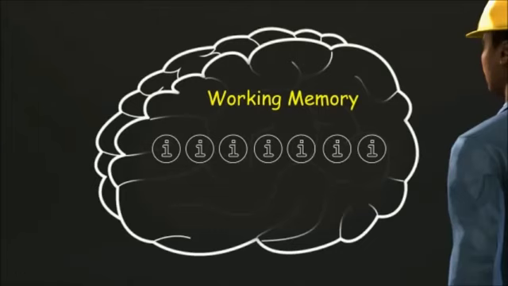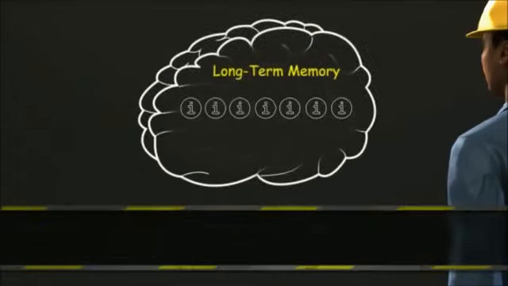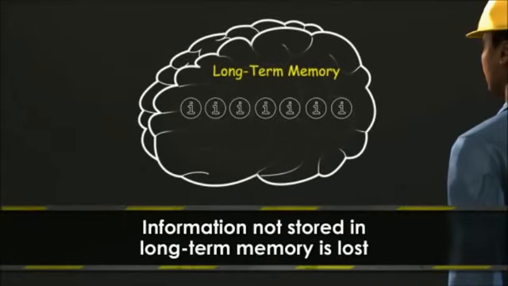Information in the working memory can be sent to the long-term memory for storage to be recalled later. Information that's not stored in the long-term memory is lost.